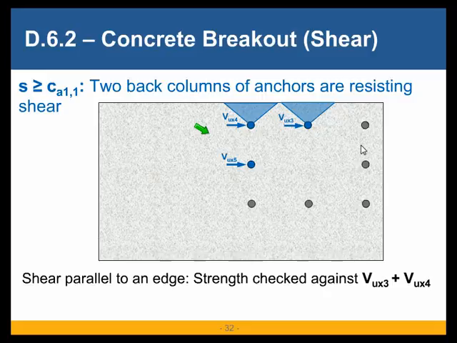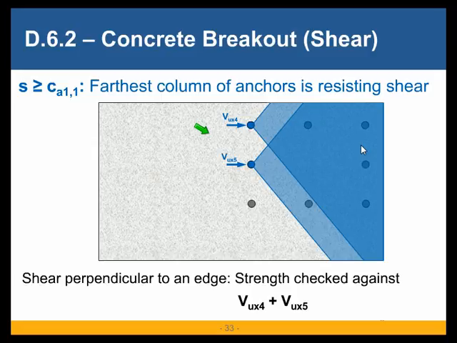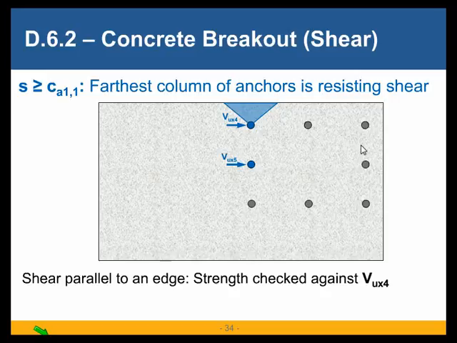And then we go to the next step, where even the second line also has failed. So all the load has gone to the farthest row from the governing edge. The governing edge is obviously this, and the furthest row is this one. The first two lines have failed, so only the last line remains. And so now we have two anchors here. We recalculate the forces in those two anchors, and then this is the failure surface. They are overlapping, of course, and this strength is checked against V sub ux4 plus V sub ux5, which is basically the total shear that is acting on the anchors. And as usual, we again consider the parallel failure condition.